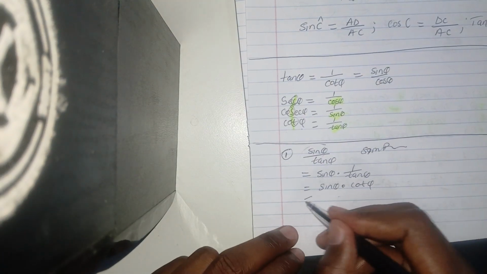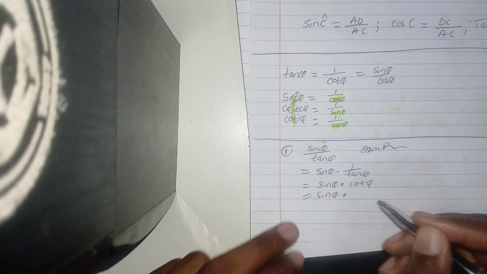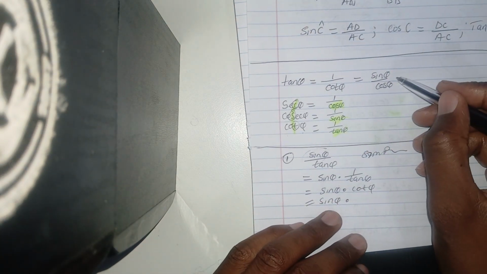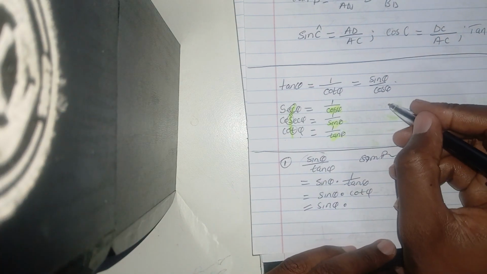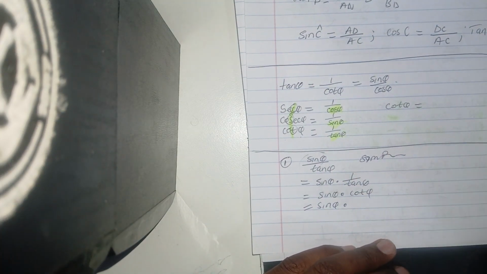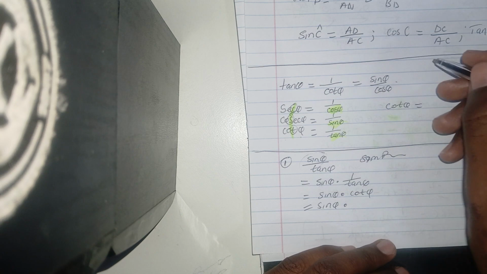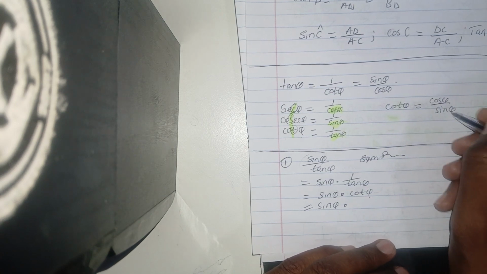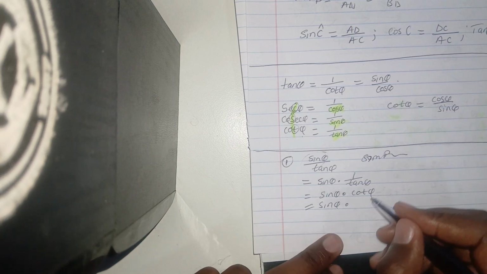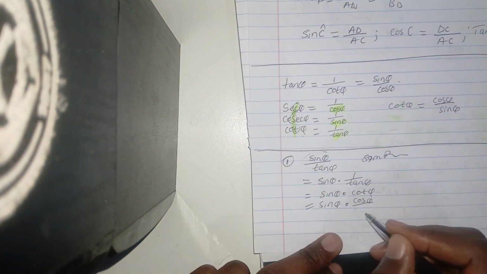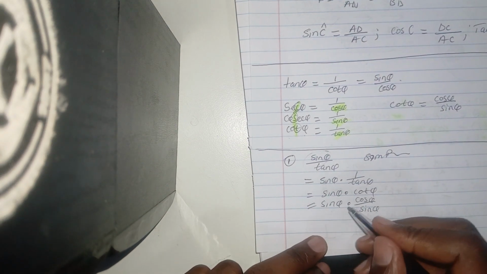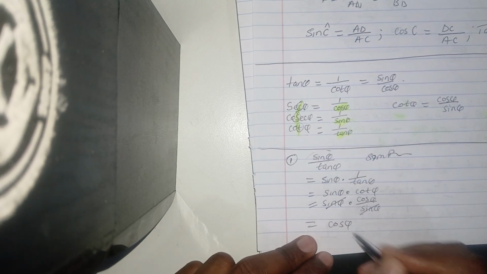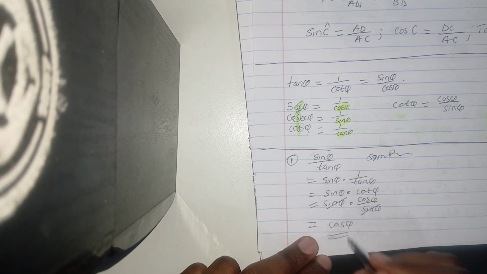Cot theta is actually the reciprocal of tan. That means since tan is sine theta over cos theta, cot theta will be cos theta over sine theta. So now cot theta is equal to cos theta over sine theta. Then this and this cancel, and we will be left with cos theta, right?